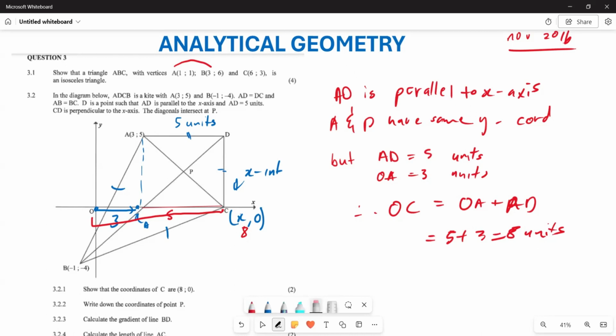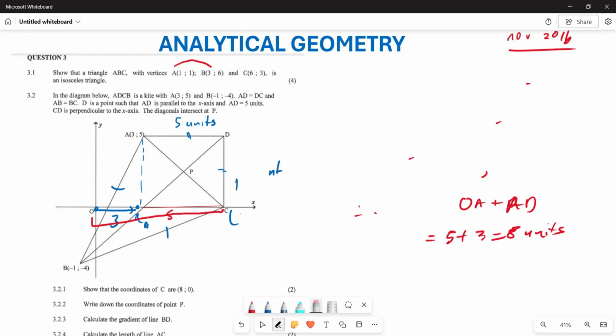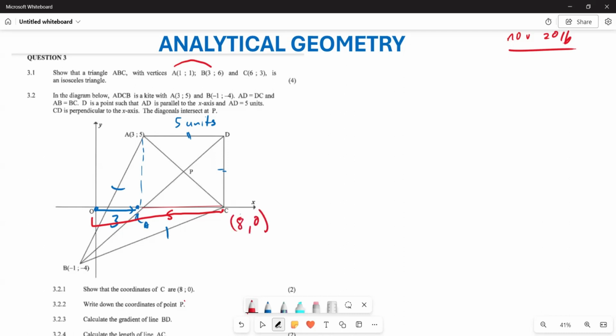Let's move swiftly along. The next question that we are required to do is to calculate the coordinates of P. To calculate the coordinates of P, you can simply find it in terms of C. Remember already you know that C is 8 and 0. Now you can say P is the midpoint of AC. Can you see that P is the midpoint of AC?